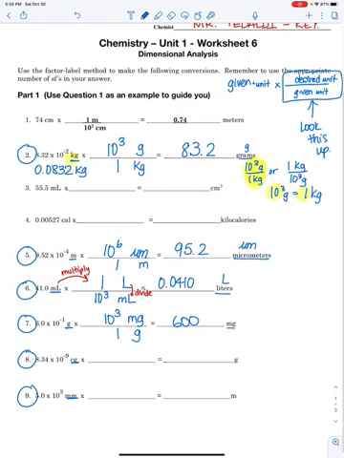For number 8, I have centigram. That goes on the bottom. Whatever I have goes on the bottom. I want gram. That's on top. If I look on my conversion factor sheet, I'll see 10 to the second centigrams is 1 gram. If I do this math, I'll get 8.34 times 10 to the minus 11th gram. Using a calculator, I get that answer.